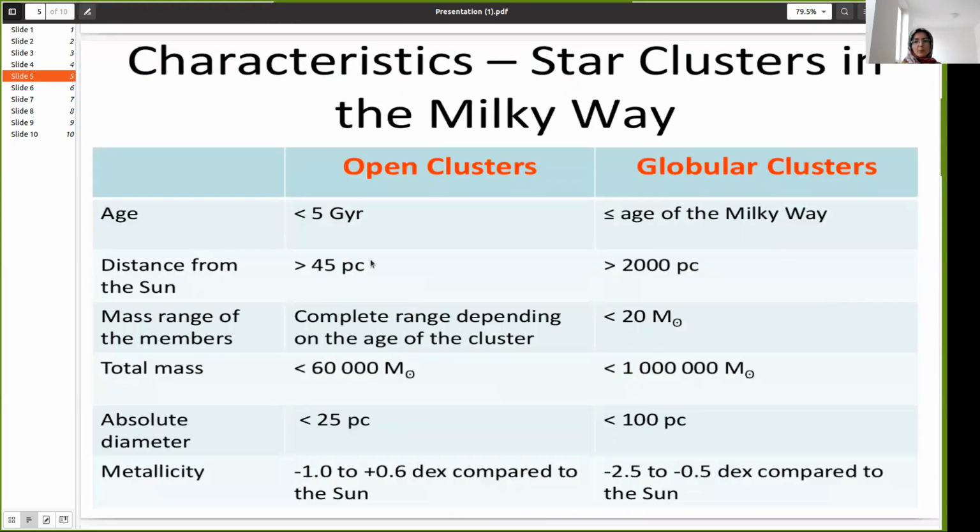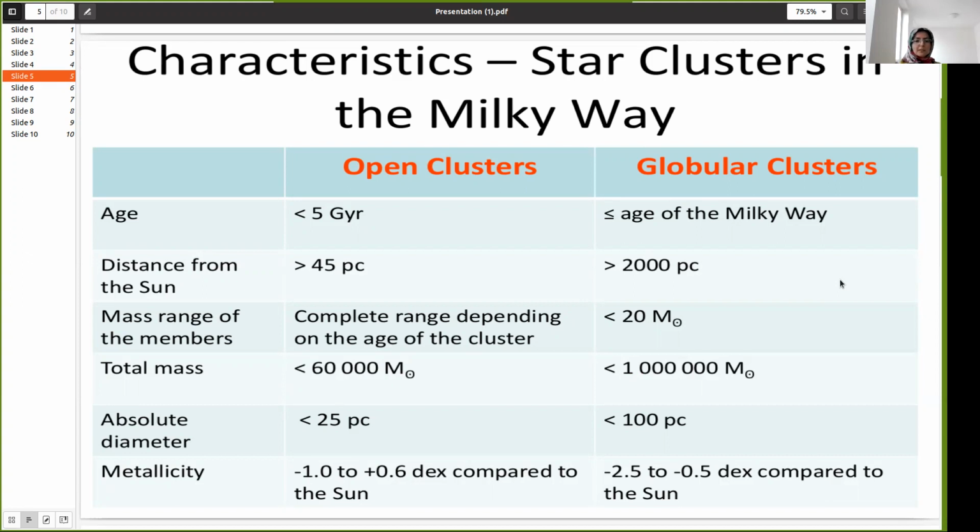The difference between open cluster and globular cluster. We have 2 kinds of star clusters, open cluster and globular cluster. Open clusters are mostly young and globular clusters are old. What's the difference between them? Open clusters have an age less than 5 gigayears, but globular clusters have the age of the Milky Way. They are very old clusters, and some stars in globular clusters are already dead.